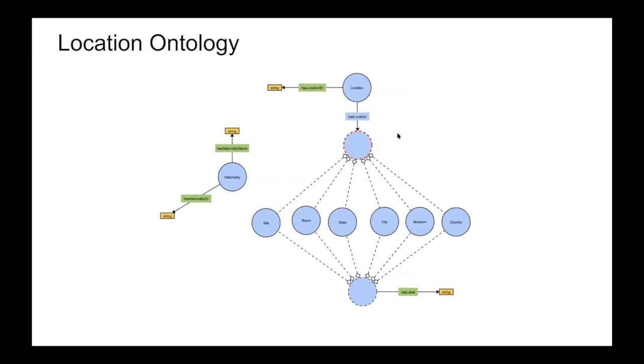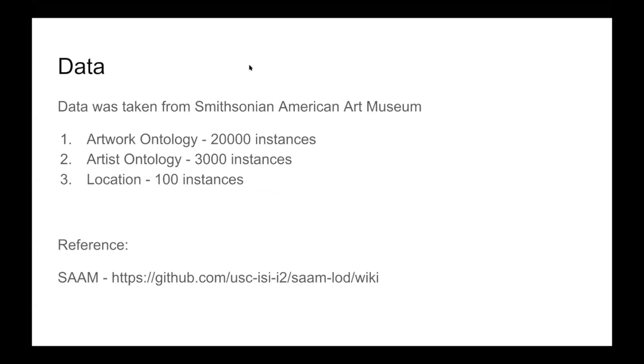So this is the location ontology we have. In the location class, we have six subclasses: site, room, state, city, museum, and country. Apart from that, we have one more class, nationality, which has data properties nationality ID and nationality name.